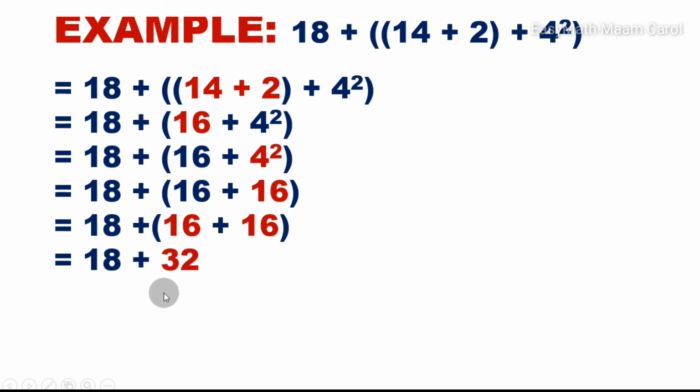So, meron na tayong 18 plus 32 and then we can now solve it. And the answer is 50. 18 plus 32 is 50. So, for the expression na 18 plus open parenthesis, quantity 14 plus 2, close parenthesis, plus 4 squared, close parenthesis, the answer is 50. Complicated, di ba? Pero once na lagi ka nagpa-practice, makukuha mo na rin na lagi pa lang dapat ako nagsisimula dun sa innermost part ng expression, yung pinakaloob.